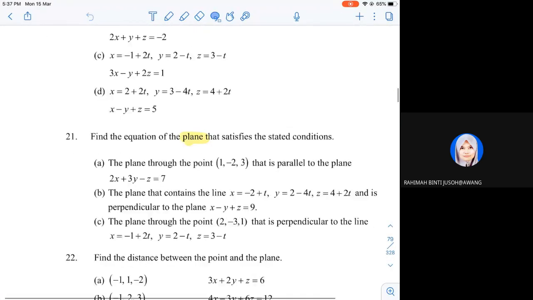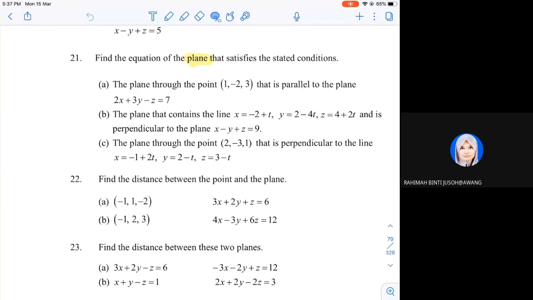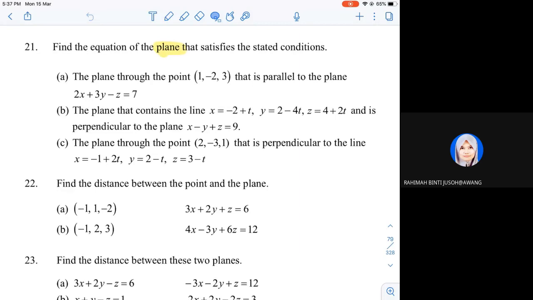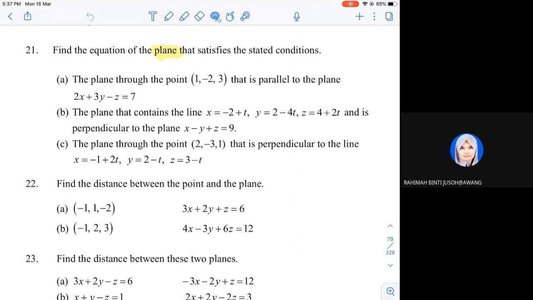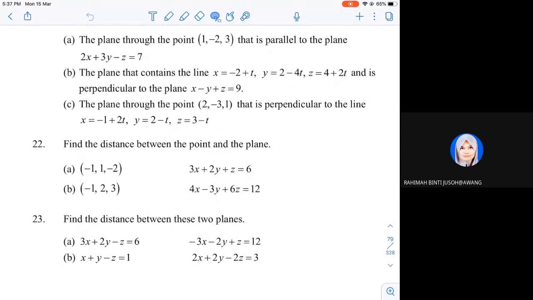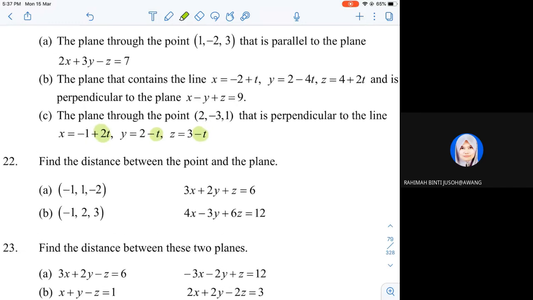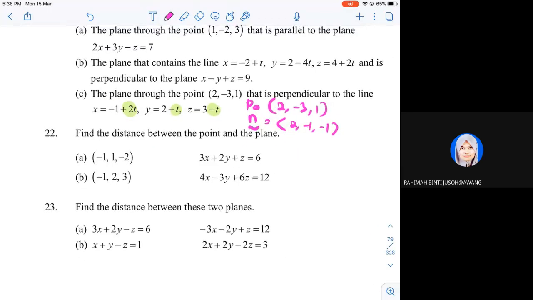So next. Find the plane through that is perpendicular to the line. Ini lagi senang. Ini direct sikit 21C. Sebab dia kata perpendicular to the line. So automatically vektor yang parallel terhadap line ni, of course dia akan jadi normal vector lah. So for question number 21C, okay, P naught is 2, negative 3, 1. And then normal vector directly ambil daripada line. 2, negative 1 and negative 1. Macam tu lah. Okay, question number 21C.